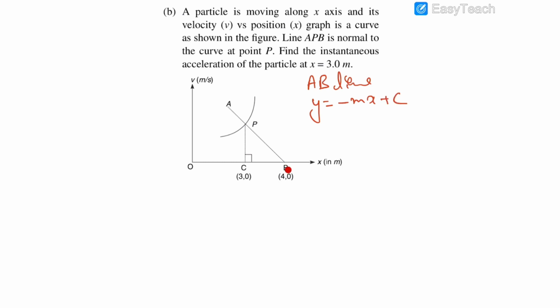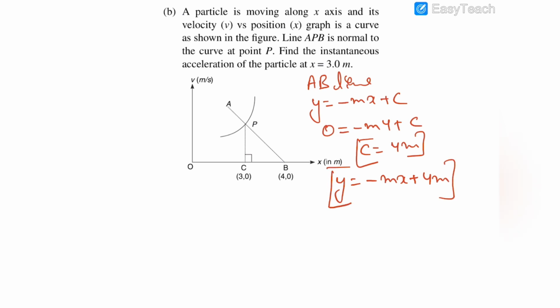You can see that it is passing through the point 4, 0. So let us substitute these coordinates. So y is 0 and x is 4 and c is c. So c is equal to 4m. So the line equation y would be minus mx plus 4m.